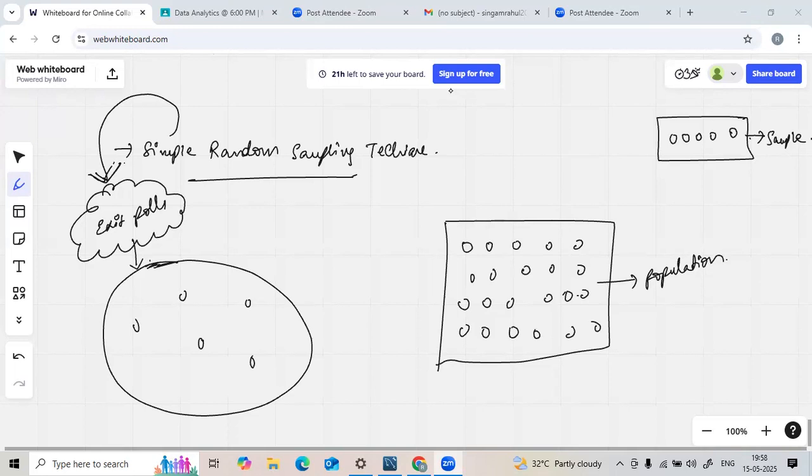Now, out of these 5 balls, 4 balls are white in color, and one is orange in color.